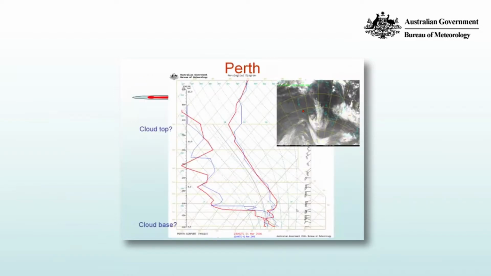This is Perth's trace. What do you see? What's the cloud base? What's the cloud top? Well, if you compare to the satellite image, it looks like there are some very grey shades which are indicative of low cloud. And if you look at the trace, the dew point depression is very large through most of it, except below about 3,000 feet.